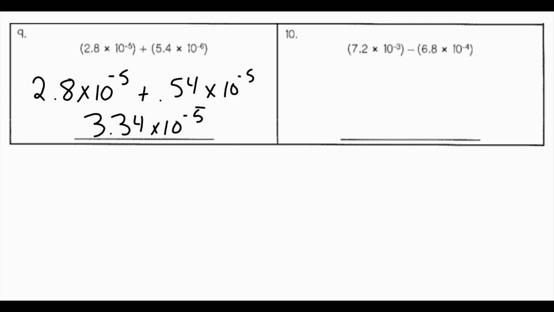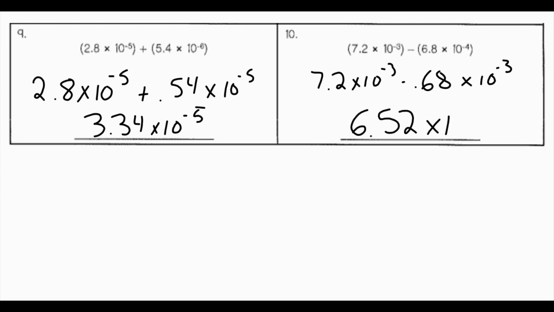Number 10, we have 7.2 times 10 to the negative 3 minus 6.8 times 10 to the negative 4. In this case, negative 3 is the bigger exponent than negative 4, so I'm going to change negative 4 to become negative 3. 7.2 times 10 to the negative 3 minus, I'll make my 6.8 smaller to 0.68 because I'm making my negative 4 bigger to negative 3. 7.2 minus 0.68 would then give me 6.52 times 10 to the negative 3.